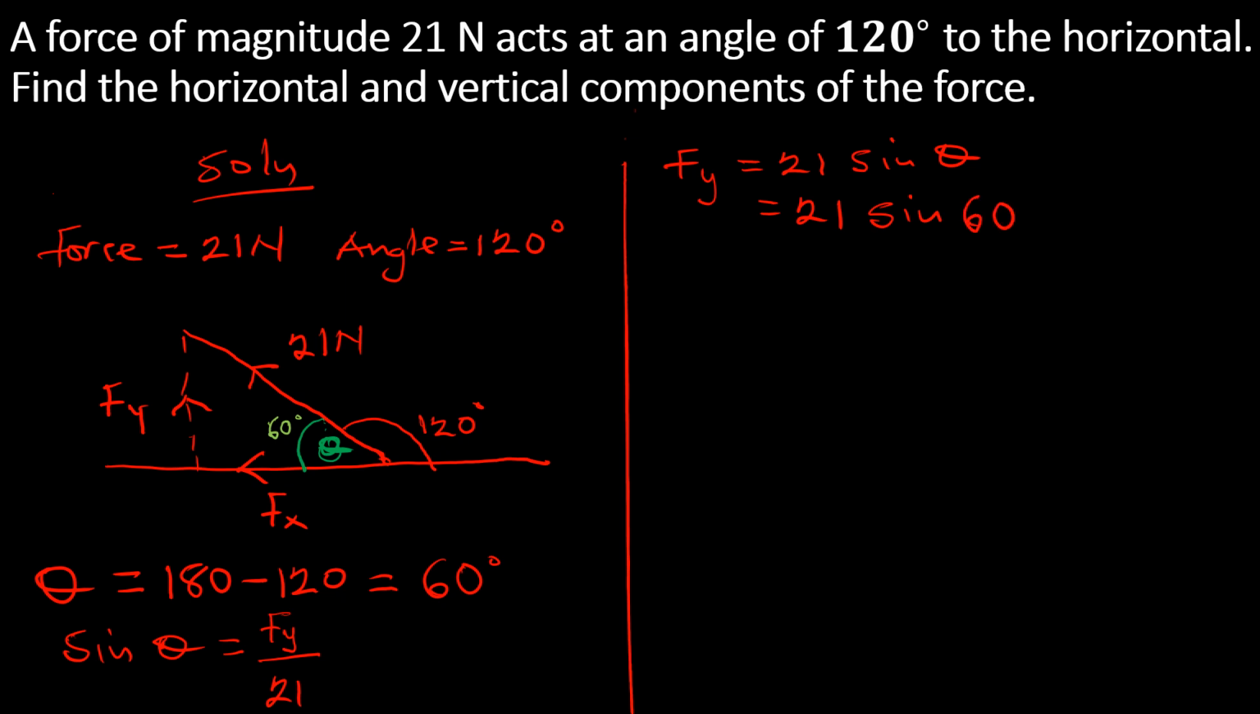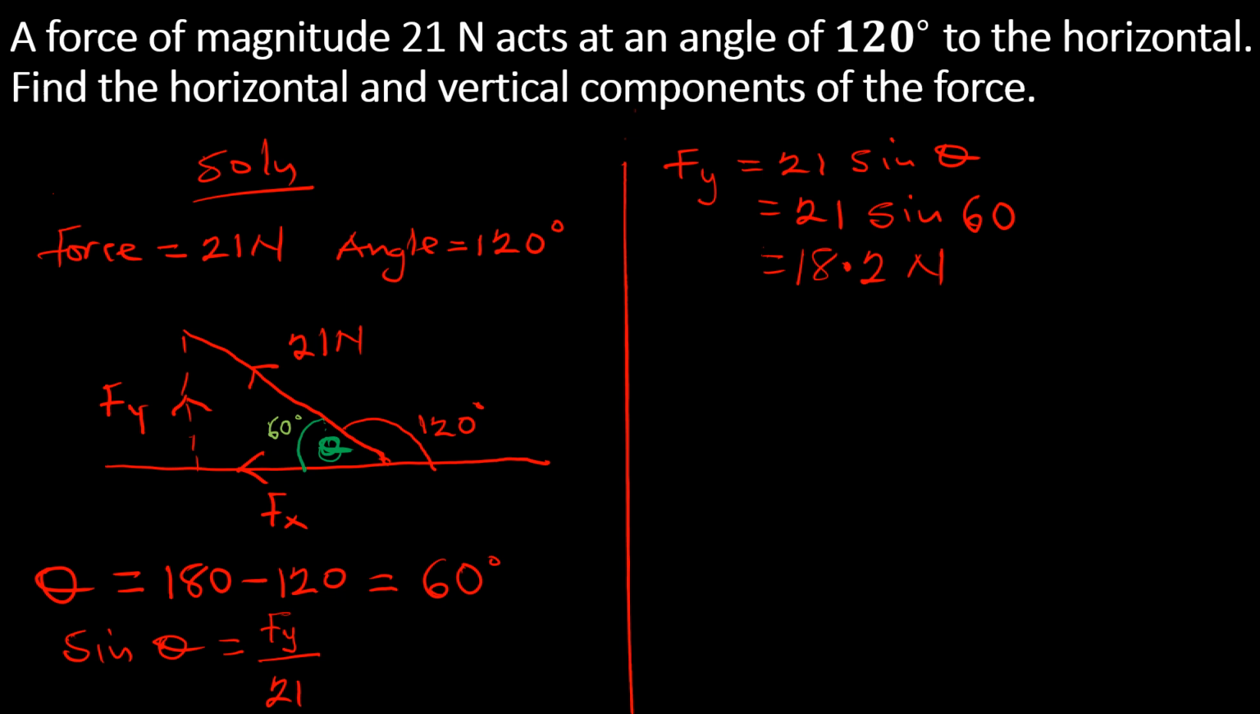Okay, let's take our calculator and calculate. So sine 60 times 21, which will give us 18.2. So 18.2 Newton. Don't forget the unit, which is in Newton.